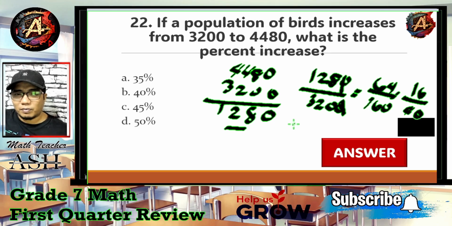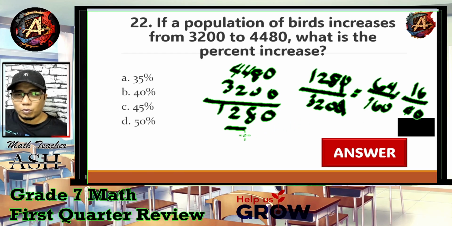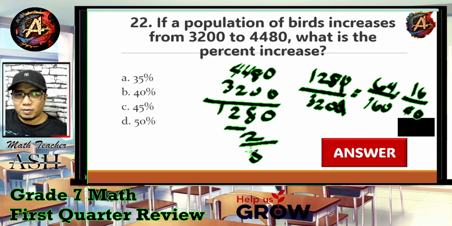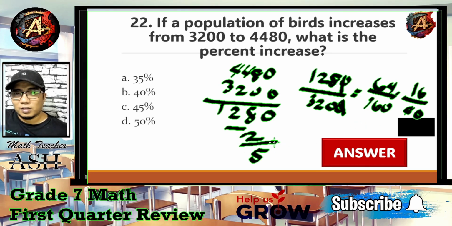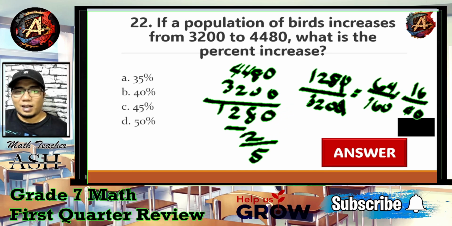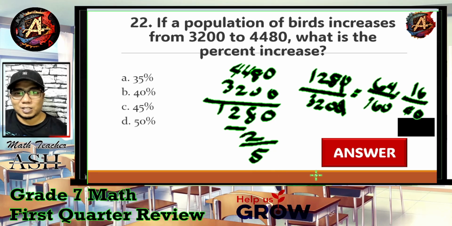Still, you can simplify. And that would give you 8, right? You can still simplify it by 8. So that would give you 2 out of 5. So 2/5, if you convert that into a decimal, that is 40%. That is letter B. Okay, let's check whether we are correct.